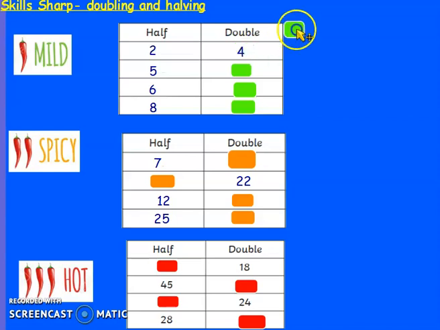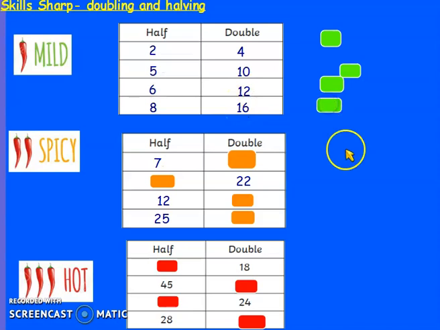Double 2 is 4. Double 5 is 10. Double 6 is 12. Double 8 is 16. Well done. Let's have a look at the spicy challenge.